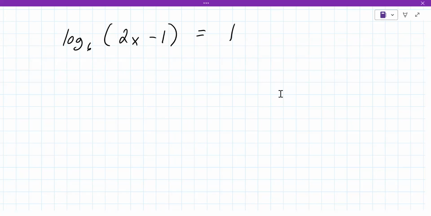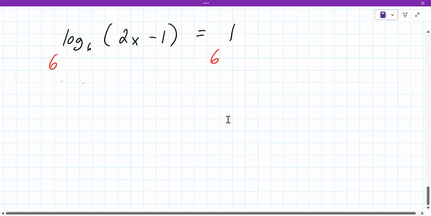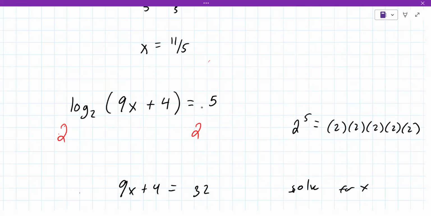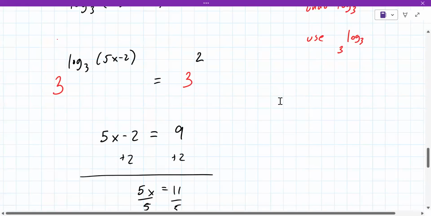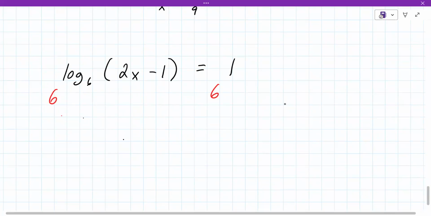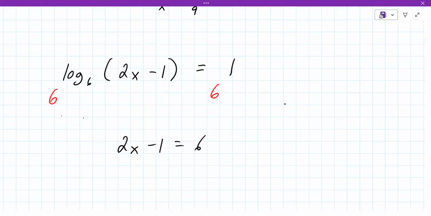So I got the log removed. I put 6 in front of it and then 6 near 1. Now that's where I'm struggling: would it become 6 to the 1 or just 6? So in the previous problems, it's 2 to the power of 5. 2 to the power of 5 means 2 times 2 times 2 times 2 times 2, which is 32. Okay, that gives me more of an idea. So it would just be 6. Yes, exactly. Now I can continue solving it. Okay, good.